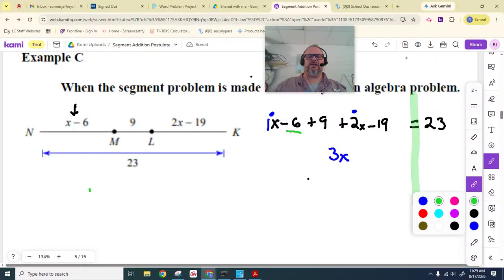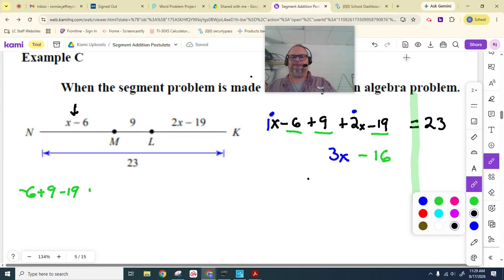Now dealing with our constants. If you need to, you can pull these out. Type it all in your calculator. What should you get right here? Negative 16. Now it gets a little bit easier. We got to get rid of this minus 16. So what's the opposite?